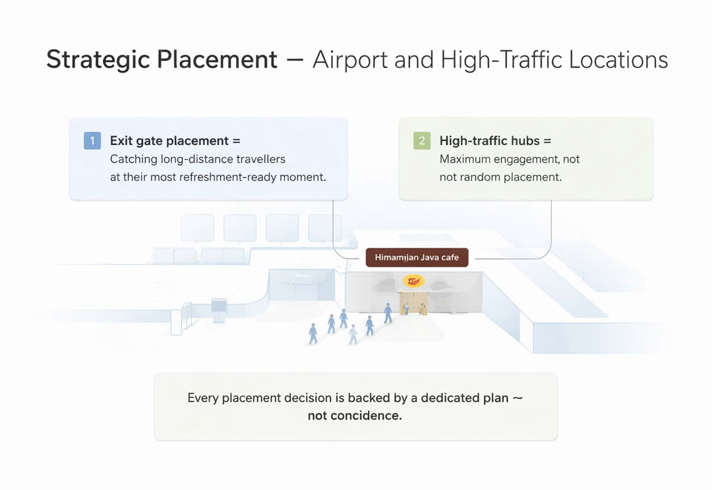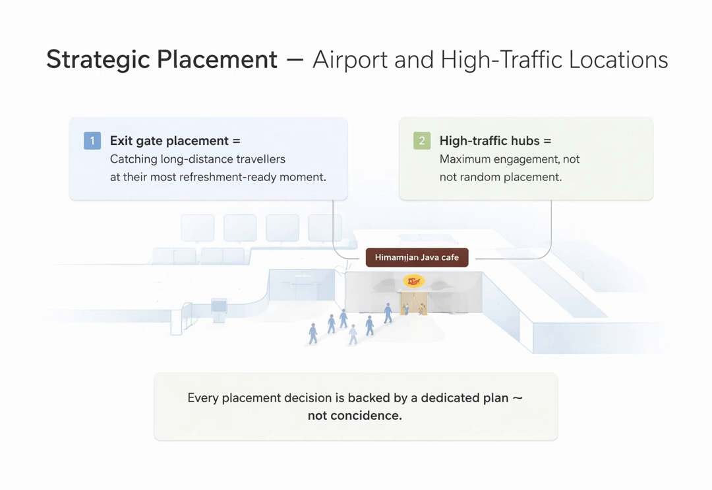Here's another brilliant observation about Himalayan Java's strategy. Why did they place an outlet right at the airport exit gate? Think about it. Not at the entrance, not upstairs, but specifically at the exit. Because that's where people coming off long flights are tired, thirsty, and ready for refreshment. That placement is intentional. It's not random. It's the result of understanding exactly when and where their target customer is most likely to make a purchase decision.